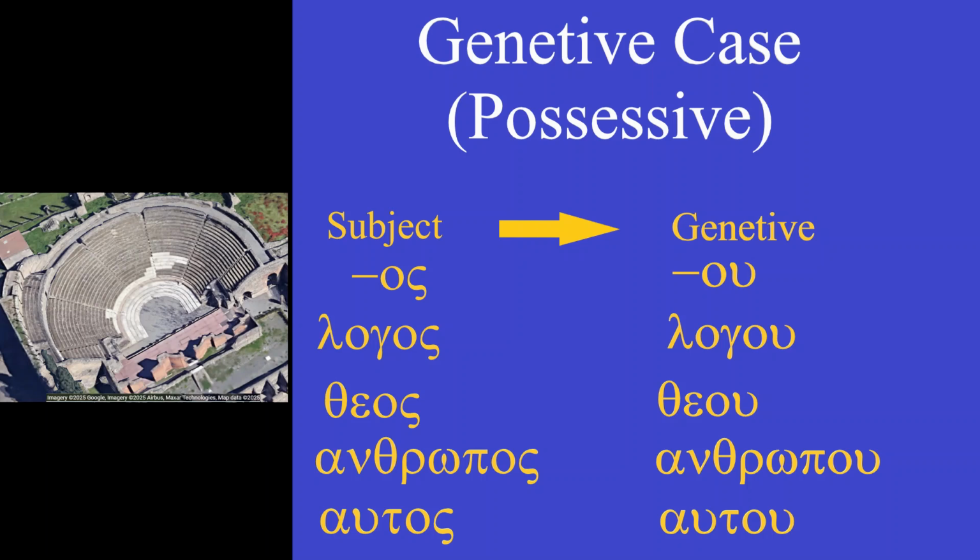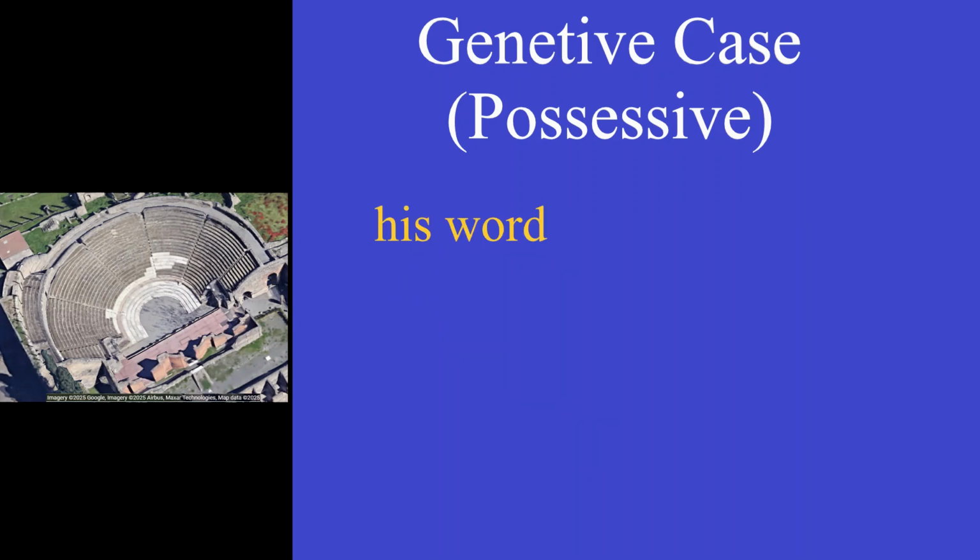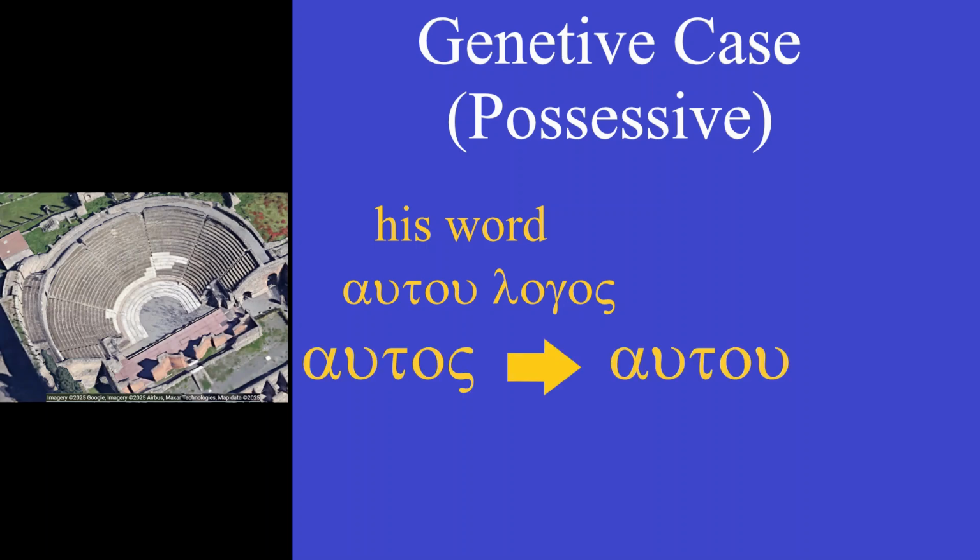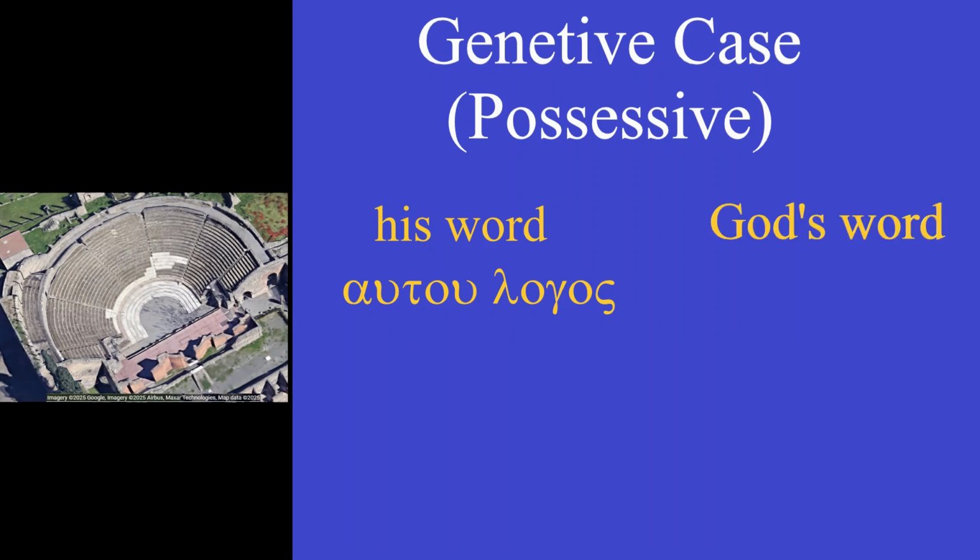We can now show possession. His word would be autou logos. Autos here has switched to autou because it shows possession of logos. God's word would be theou logos.